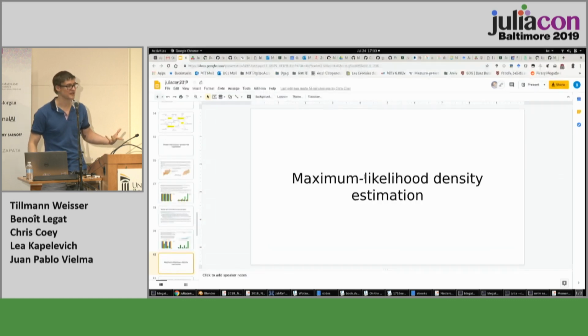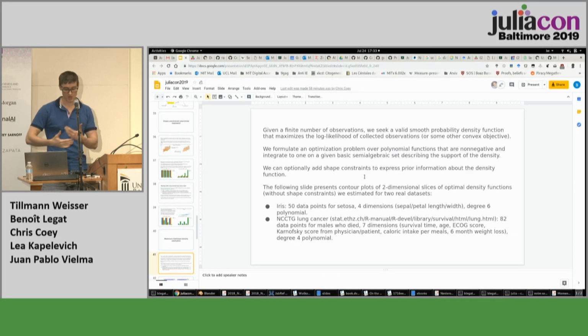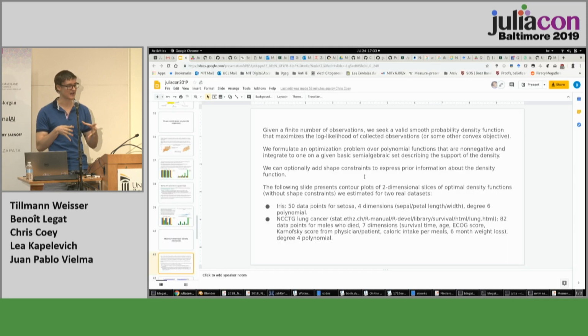All right, so another example, maximum likelihood density estimation. Given some number of observations, we want to find a smooth probability density that maximizes the log likelihood of the collected observations, and supported on some particular semi-algebraic set. So we're going to formulate a problem over polynomial functions, smooth, that are non-negative and integrate to 1 on this set. And we can optionally add shape constraints, just like we did for the regression problem.